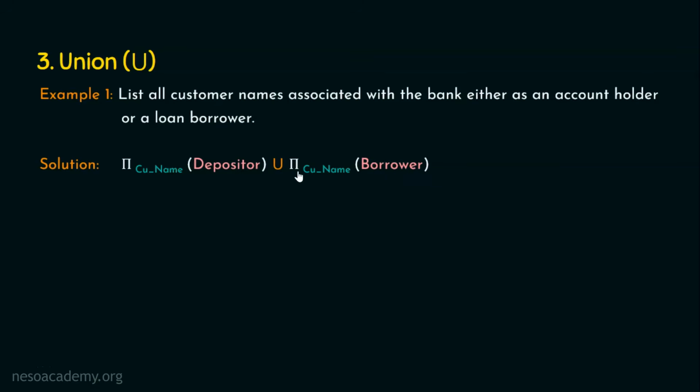And here what operator am I using? The same project operator. Please note, the depositor relation may contain X number of attributes and the borrower relation may contain Y number of attributes. Y and X may not be the same. But here we are not doing depositor union borrower. We are doing customer name union customer name only, where this customer name is from the depositor relation and this customer name is from the borrower relation. The output of this expression is going to be a relation with only one attribute, and we can perform union.